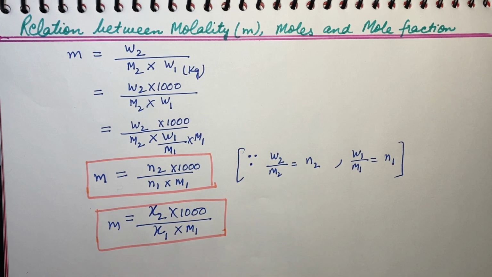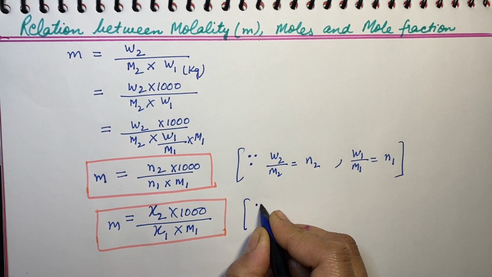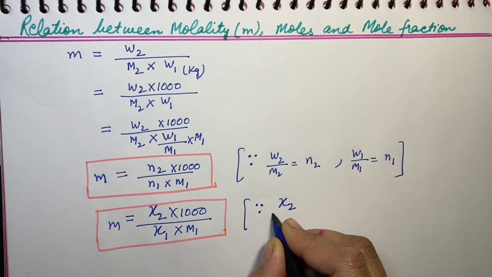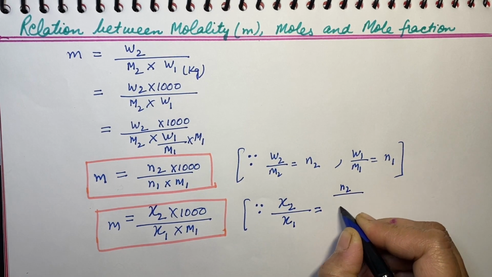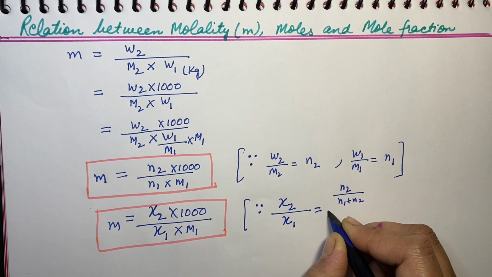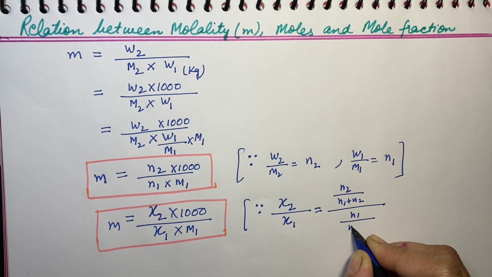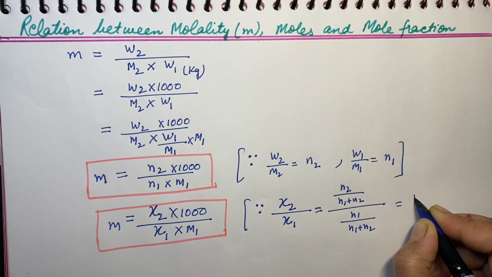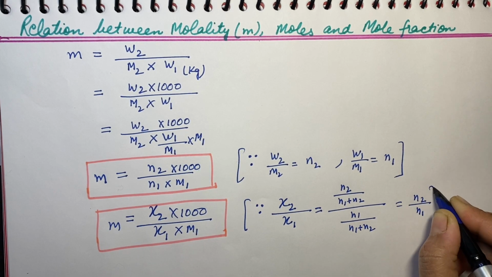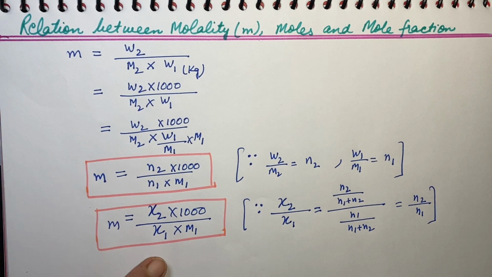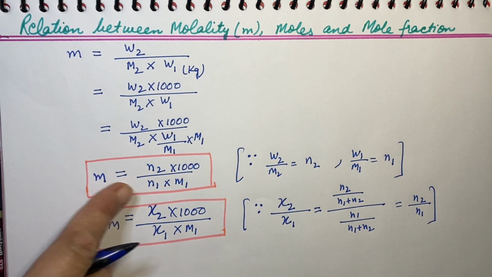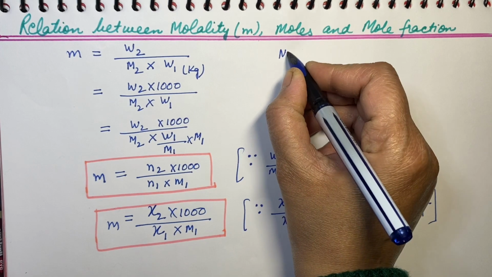Why does it come like this? Since mole fraction x2 upon mole fraction x1 is equal to N2 upon N1 plus N2, divided by N1 upon N1 plus N2. When you solve it out, it becomes N2 by N1. So just by substituting N2 by N1, we get this relationship between the molality, mole fraction and number of moles.